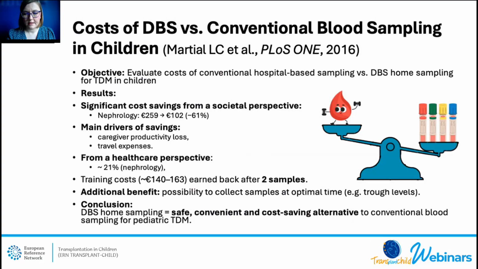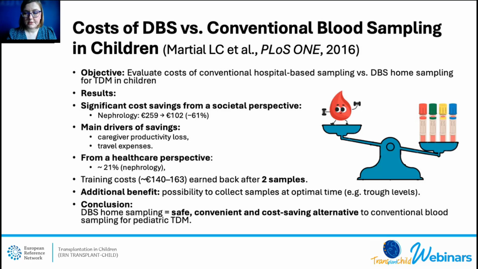And the very important part are the costs, because now we are used to immunochemistry methods, which are quite well developed and widely used. In 2016, there was a publication in PLOS ONE that described the cost of DBS versus conventional standard procedures, and this paper shows that microsampling is not only about convenience and safety, but also about measurable cost saving.